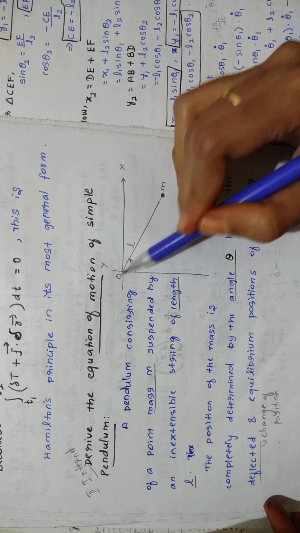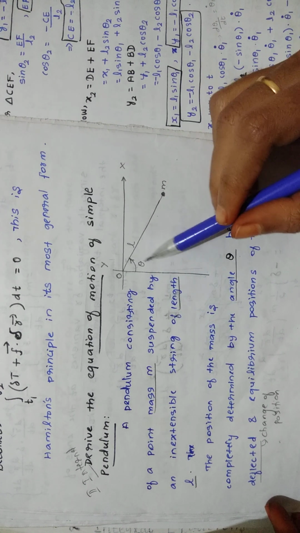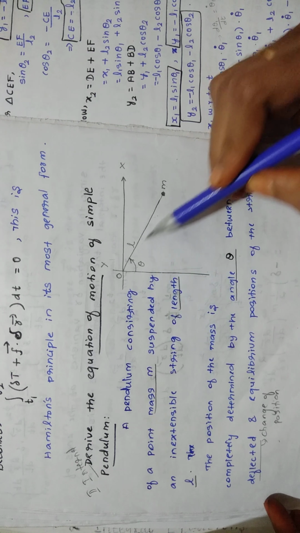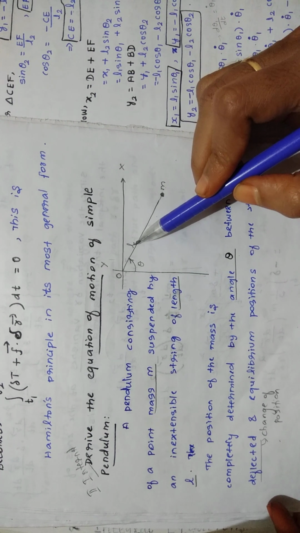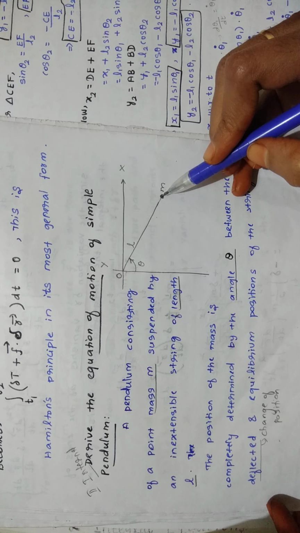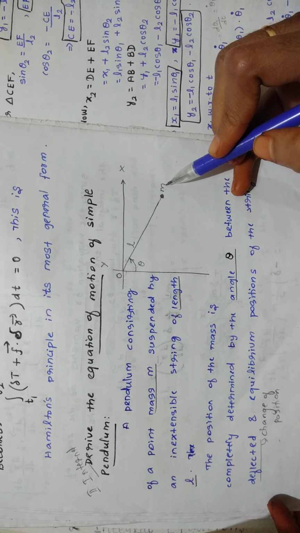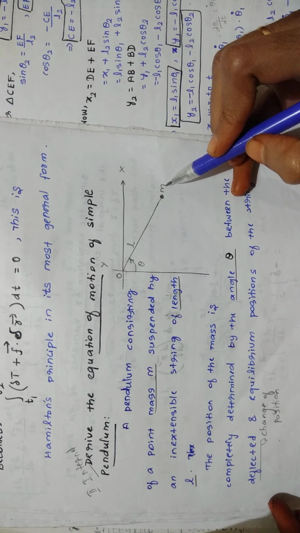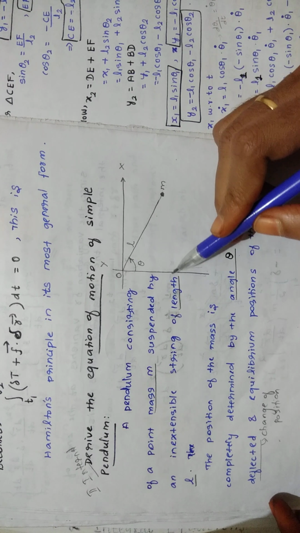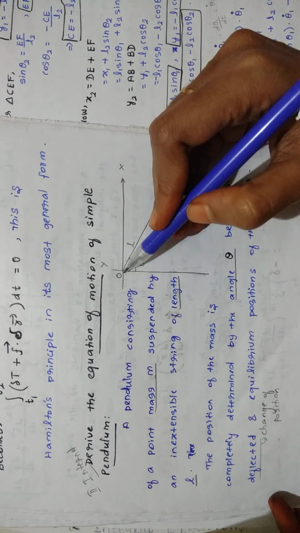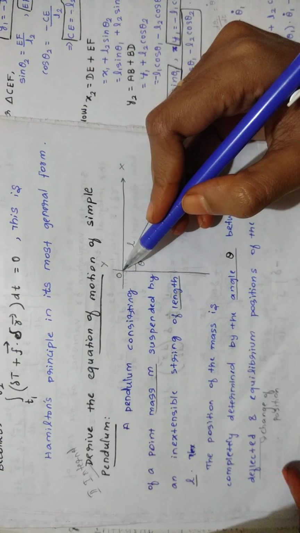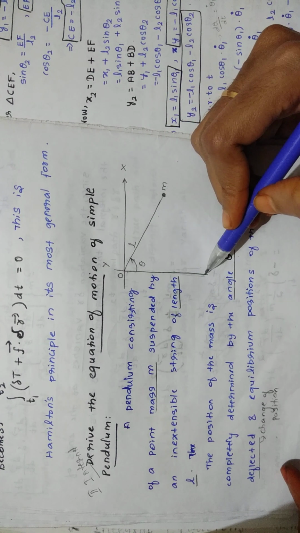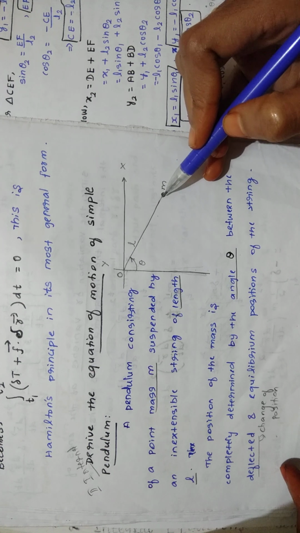The meeting point of the two axes is O, the origin, and here this is an inextensible string having length L. At the end of the string there is a mass M. The string is moving. This is the equilibrium position. When there is no motion, the string will be like this. When there is motion, it goes on like this.